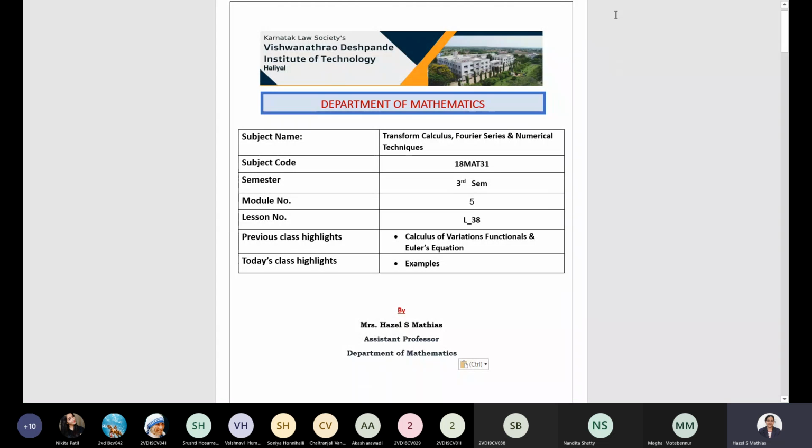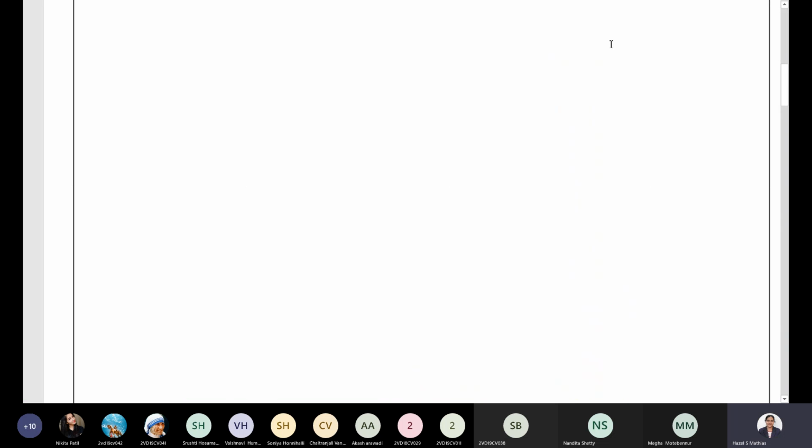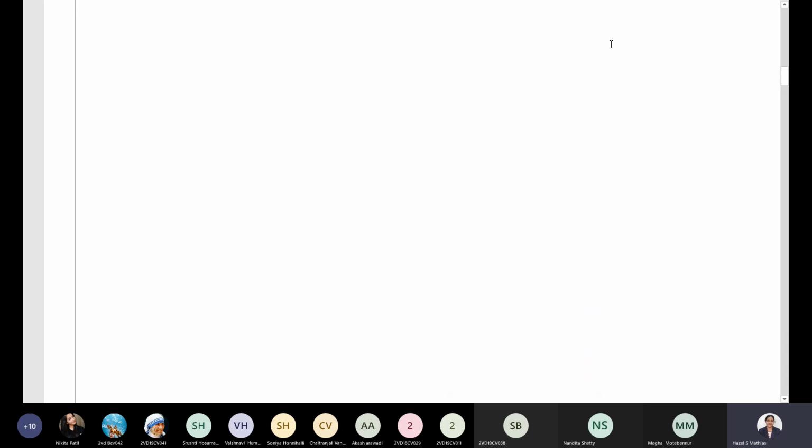So in the previous class, we were discussing what we mean by calculus of variation and what are functionals. First we discussed what we mean by functionals. We will start from the definition of functions. What do you mean by functions? We have learned about functions in our previous class.